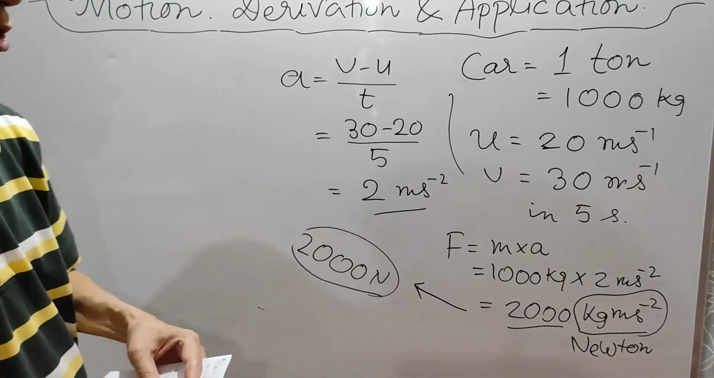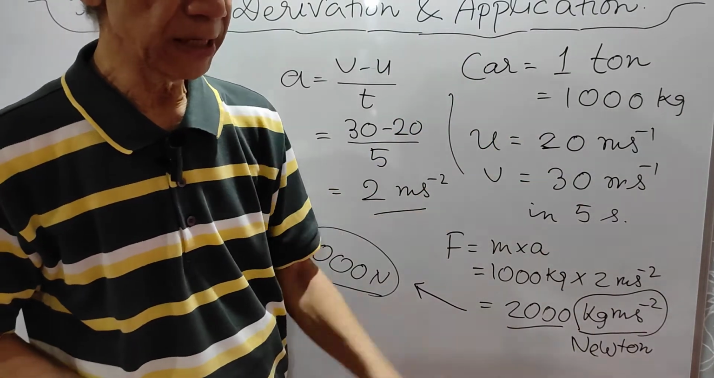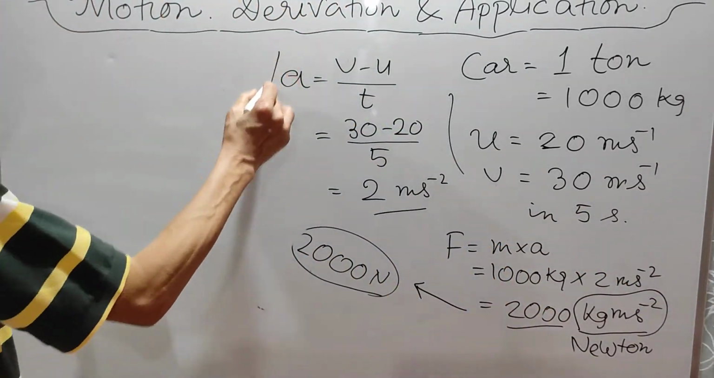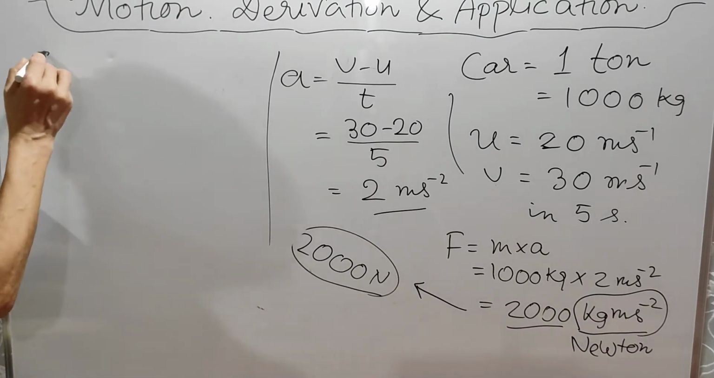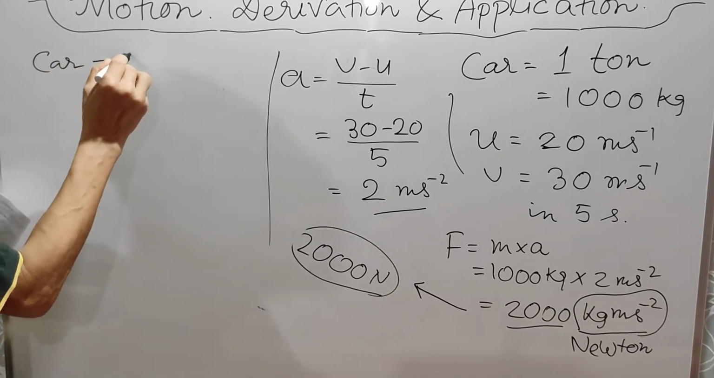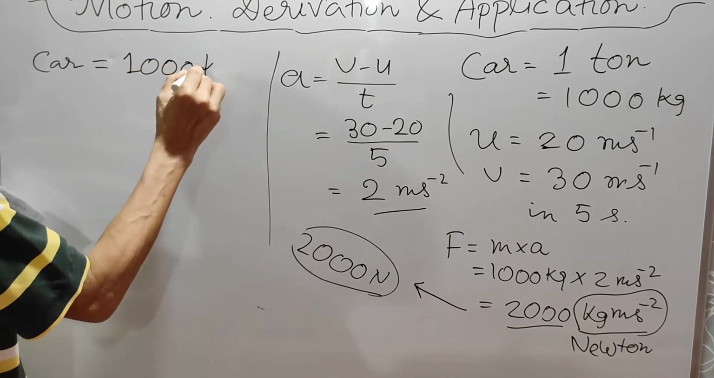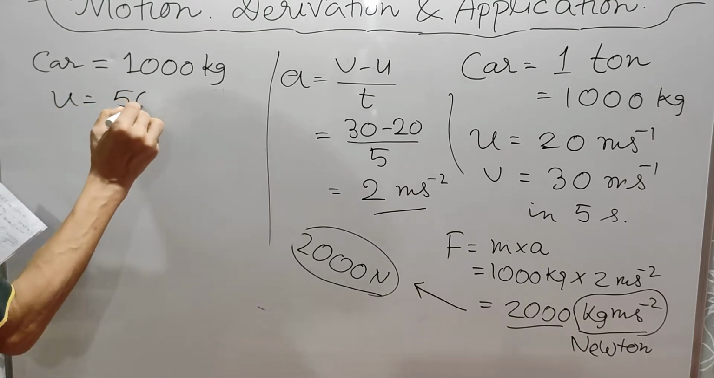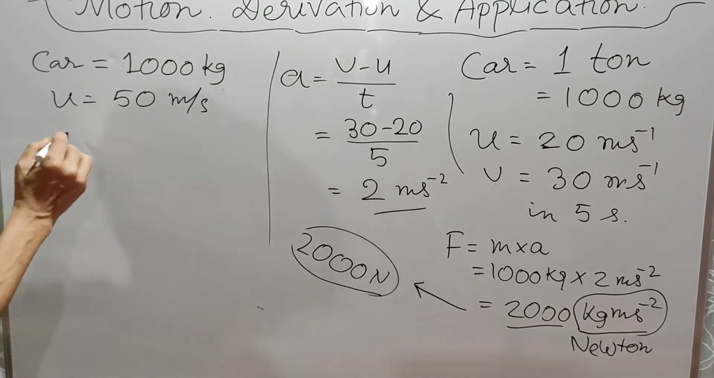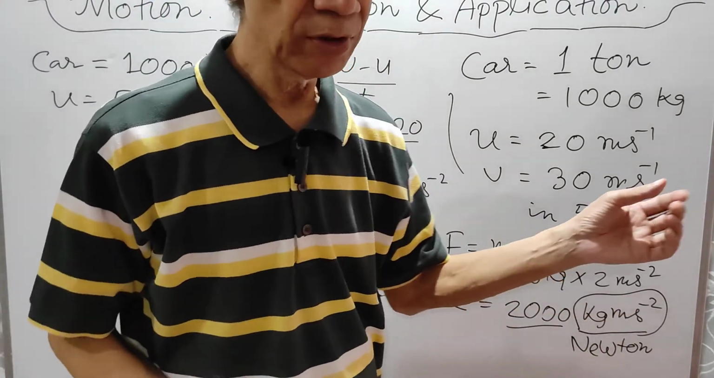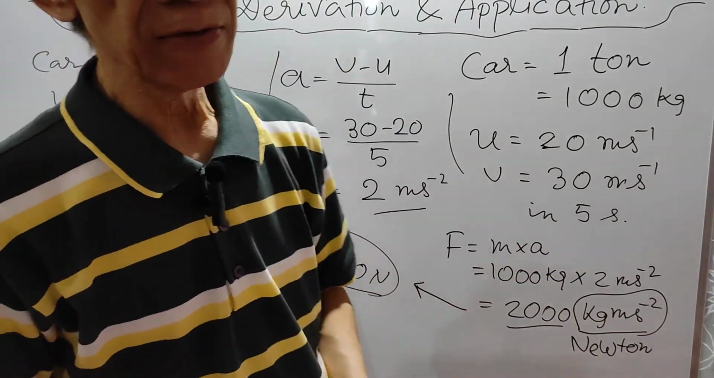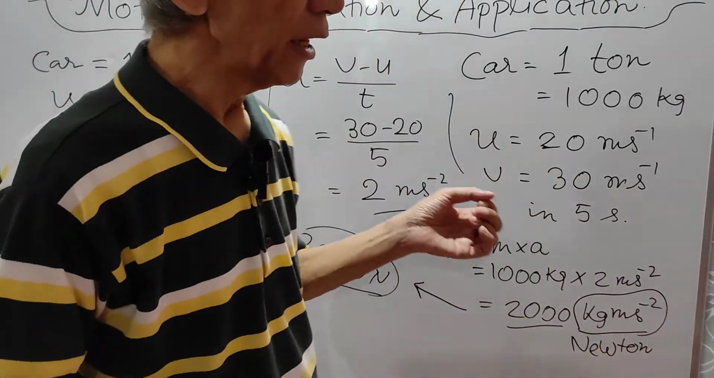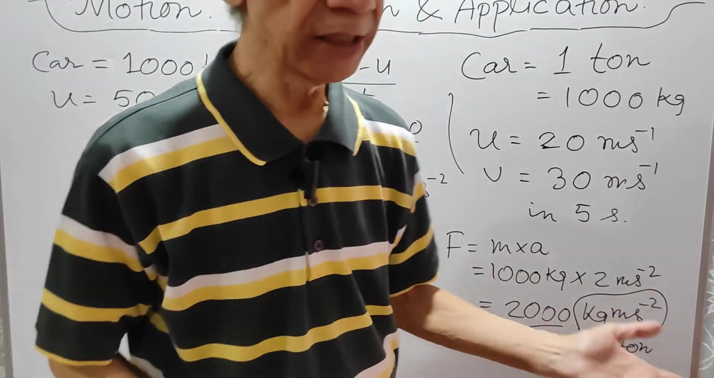Here the driver is using the car accelerator. The accelerator is applying the force. Now let us see the car is moving and brakes are applied. So this is another example. Suppose a car whose mass is 1000 kg is moving with initial velocity 50 meter per second and the brakes are applied. The driver has pressed the brake constantly, then the car will slow down and finally stops.